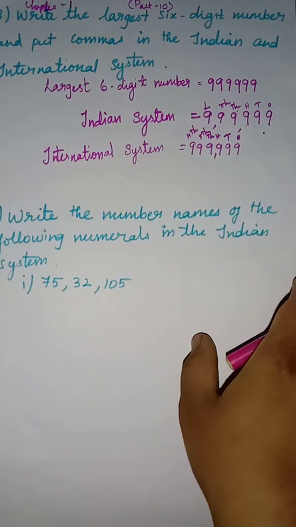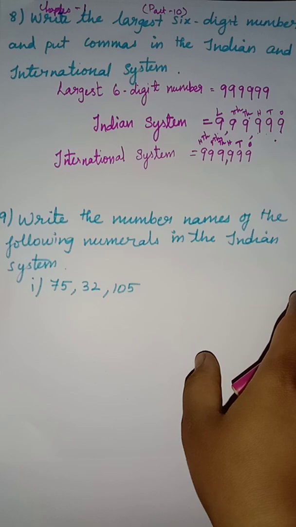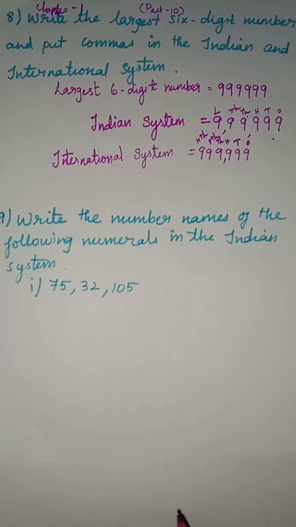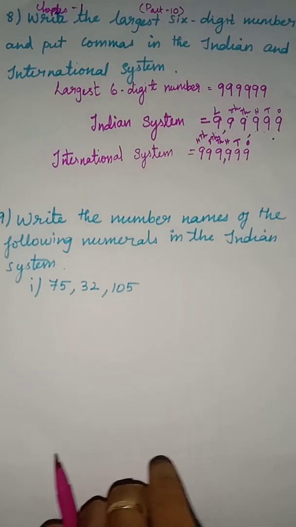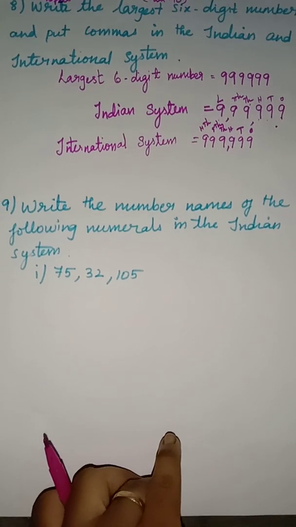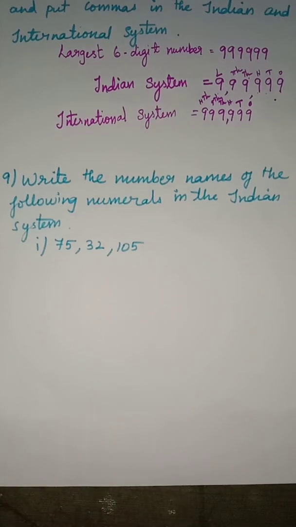What the eighth question means is that we take and write the largest 6-digit number, then put commas in the Indian system and in the international system. After that we write the place value chart and the place values, and then spell the number name. That's all.